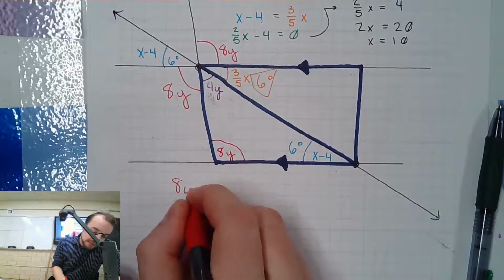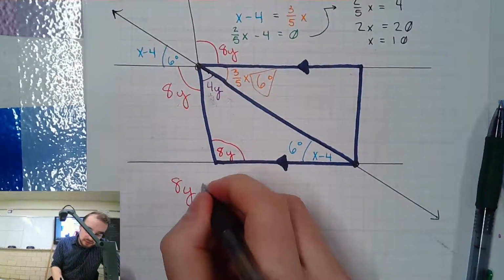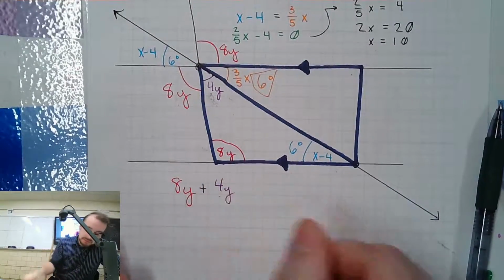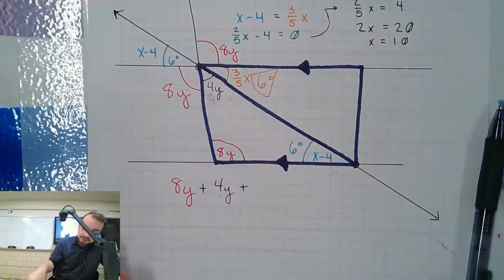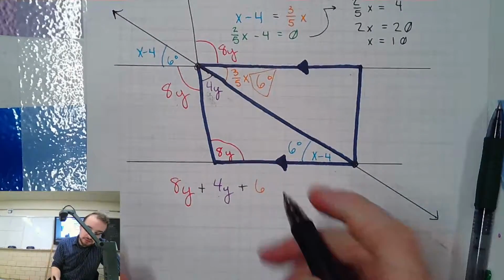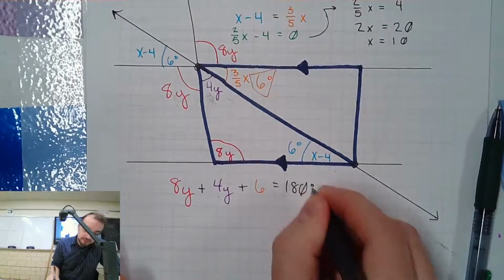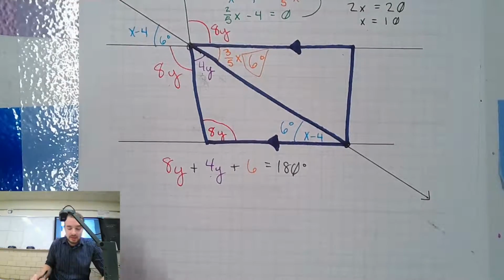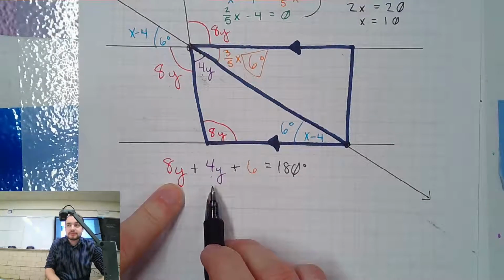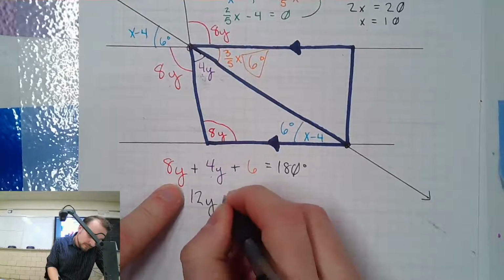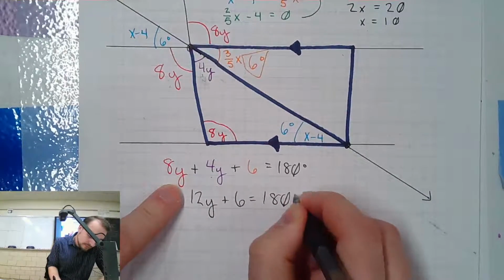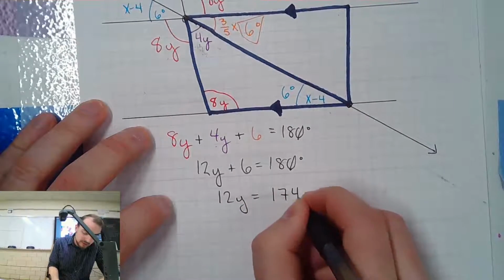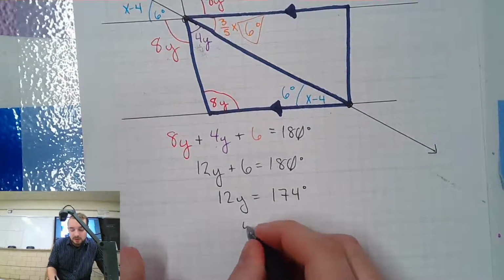Well done. 8y plus 4y plus 6 equals 180. Are you with me? How many y's do we have on this side? 12 y's. And when we subtract 6, we get 174. Now the question is, how many times does 12 go into 174?